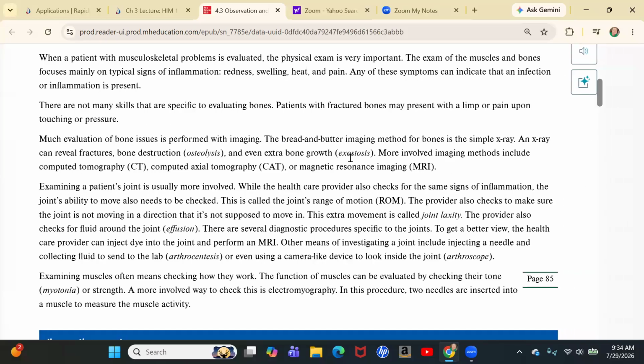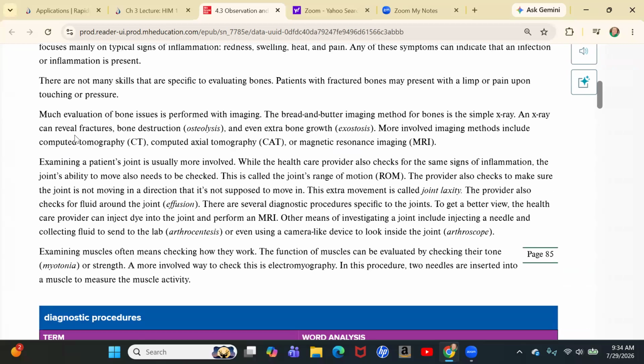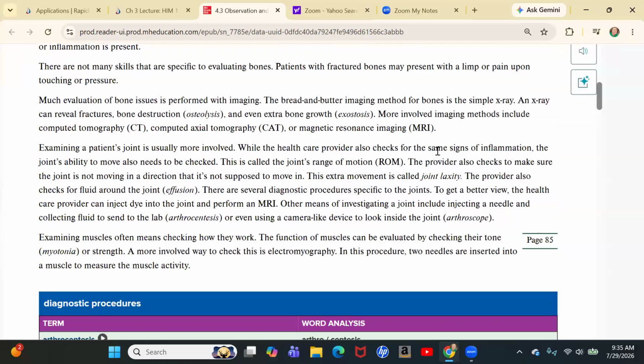But they use imaging techniques to look inside the body. So you have computerized tomography, tomo meaning to slice, graphy meaning to record. Remember those word parts there, known as a CT. Computed axial tomography, there again, a CAT scan, and then magnetic resonance imaging, MRI. Range of motion, studying a person's ability to move a joint, that mobility of a joint.